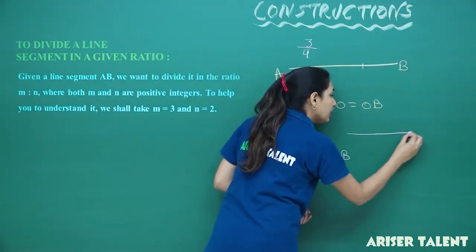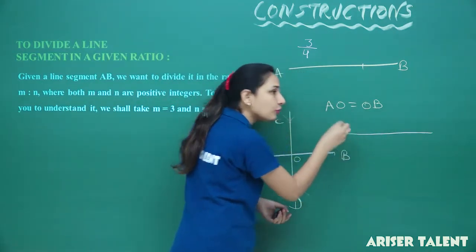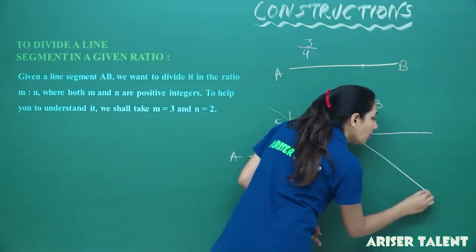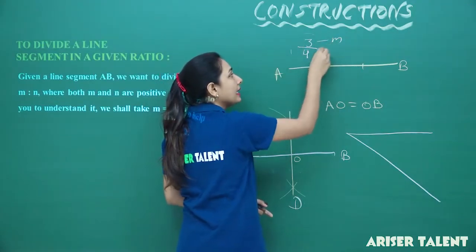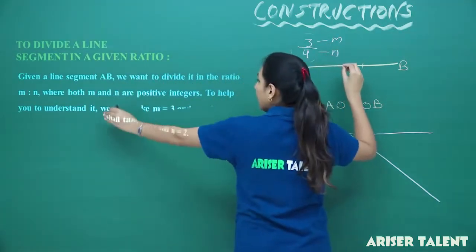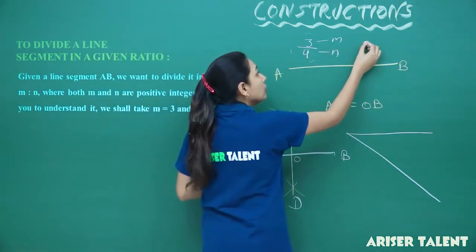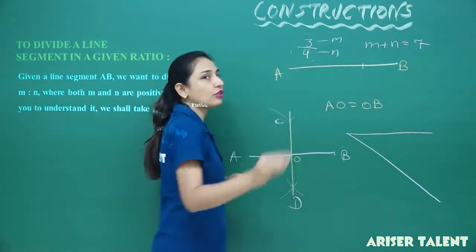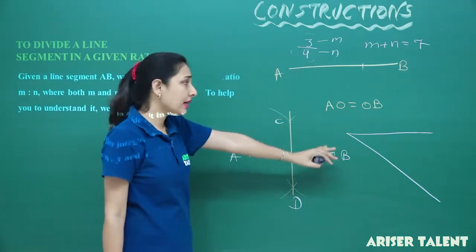In that lecture, we learned that if I have this line and have to divide it, I have to make an acute angle. This is important: an acute angle. It's saying the ratio m:n, so this is m and this is n. I'll add them, and we'll have 7 here, since 3 plus 4 equals 7. Whatever ratio you are given, you just add the parts.